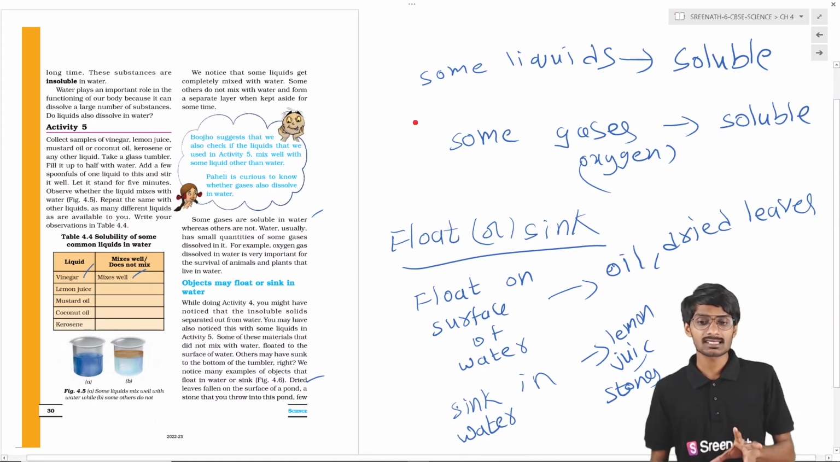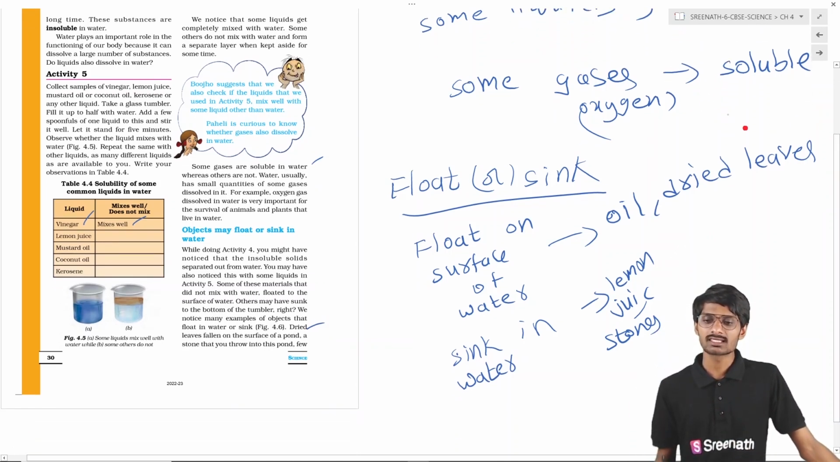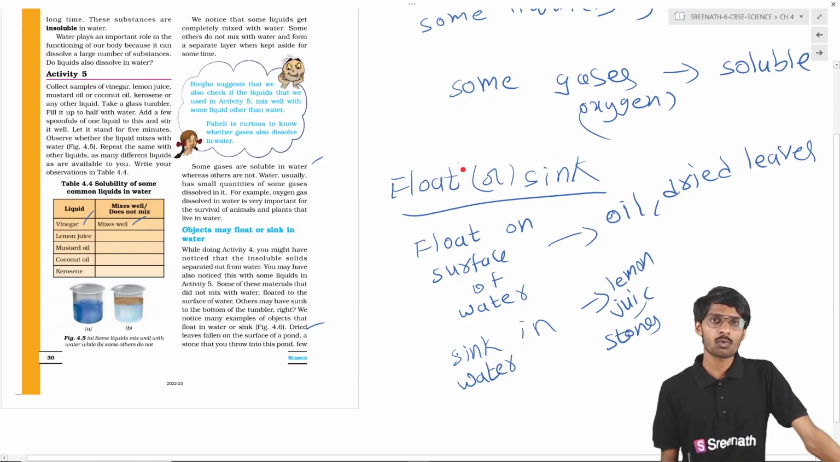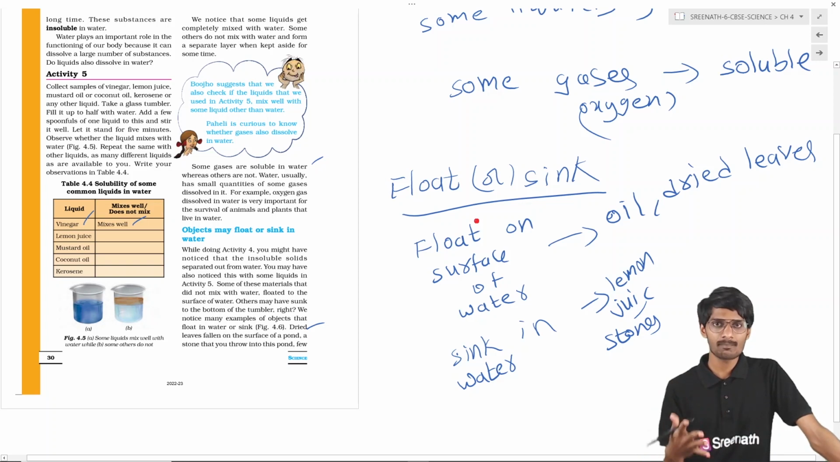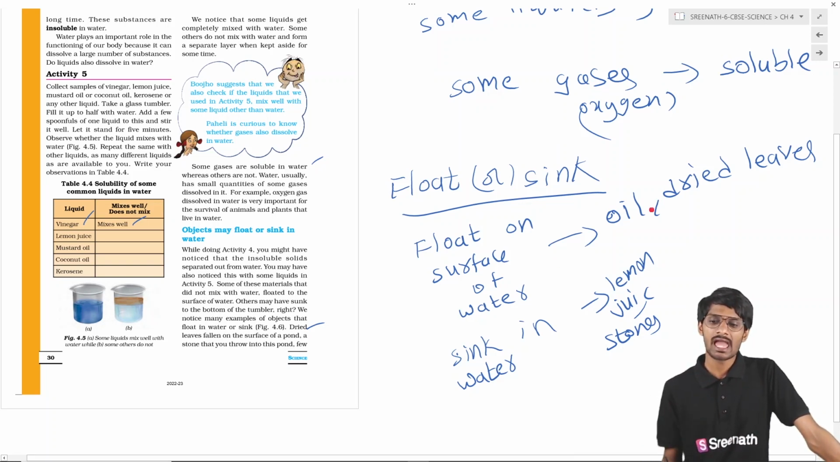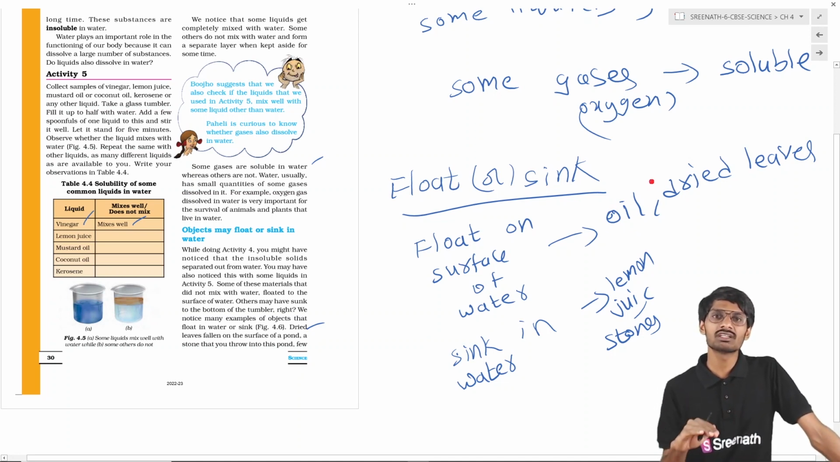And there are some liquids which are soluble in water, and some liquids which are not soluble in water. There are some gases which are soluble in water, and some gases which are not. An example of a gas is oxygen, which is soluble in water. Another property is float or sink. Some substances will float on water, some will sink. Examples are oil, dried leaves, sponge. All these will float on the water surface.